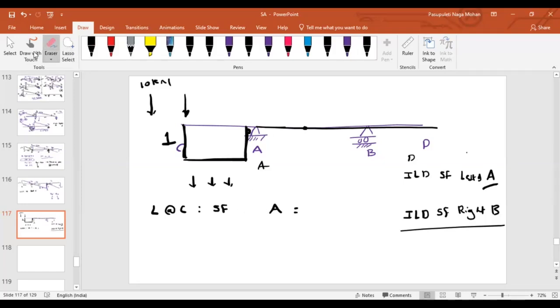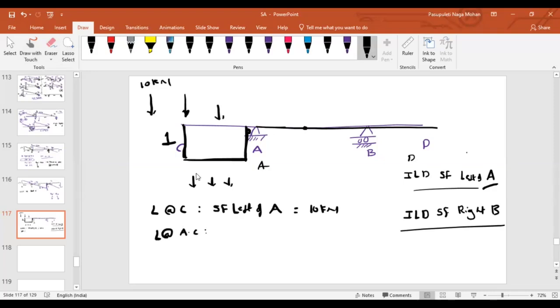I have drawn shear force for the left of A. The left of A will be 10 kilonewton, right? Yes, sir, 10 kilonewton. If the load is in between A to C, what is the shear force to the left of A? Same magnitude, 10 kilonewton. If the load crosses this point, if the load is beyond A, then what is the shear force at left of A? Is there any ordinate here? No, sir, 0 ordinate.